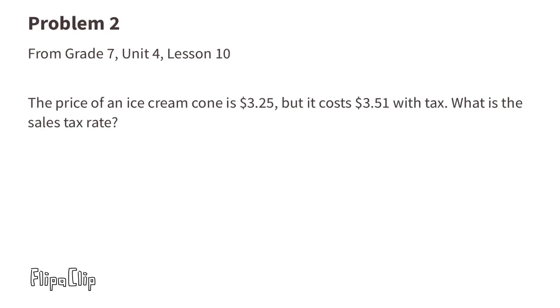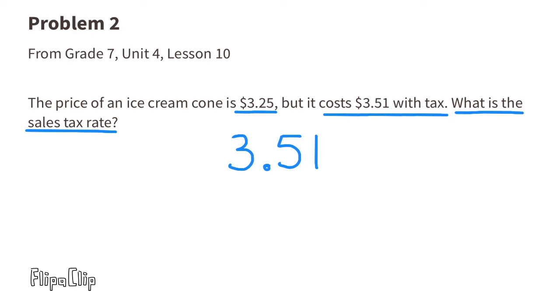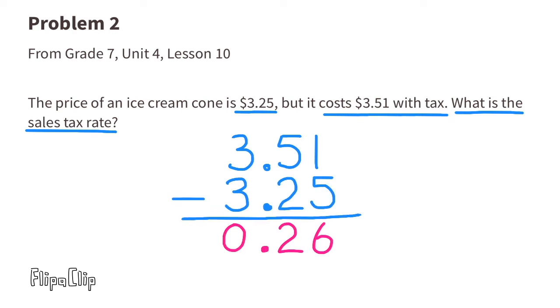Problem number 2 from 7th grade, Unit 4, Lesson 10. The price of an ice cream cone is $3.25, but it costs $3.51 with tax. What is the sales tax rate? $3.51 minus $3.25 is 26 cents. So the tax is 26 cents.